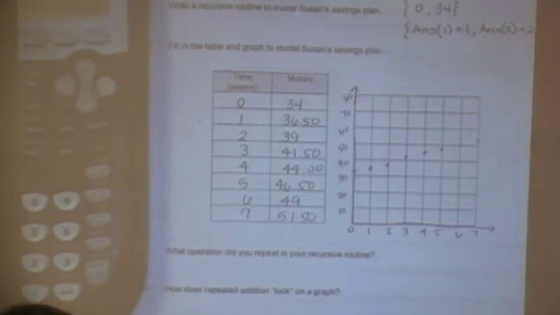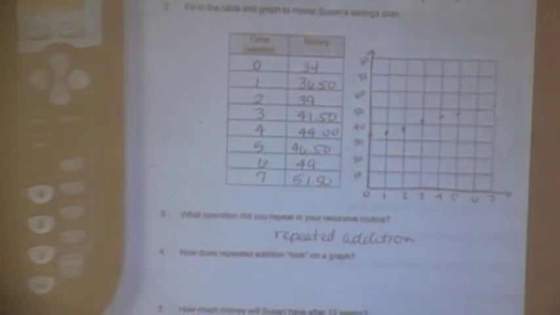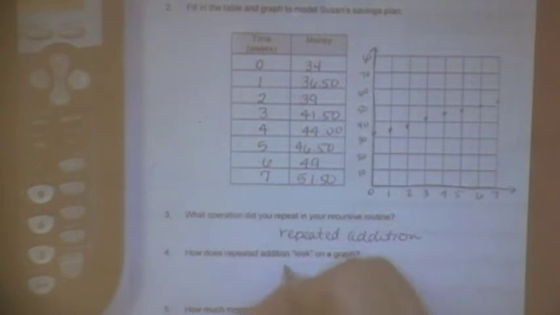Okay, what operation did I repeat in my recursive routine up here? What did I repeat? What mathematical operation? There's 4 of them: add, subtract, multiply, divide. Which one did you use? Repeated addition. And what does that make my graph look like? Linear. It's linear, and which direction is it headed? Positive, or it's increasing. So I've got an increasing linear graph.